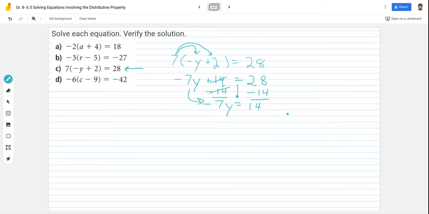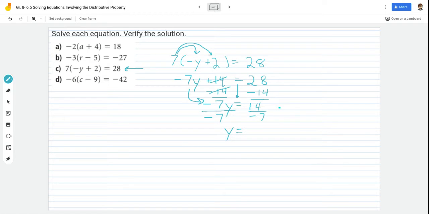I still have not yet isolated the variable, so I need to divide each side by negative 7. And the reason I have to divide it by a negative 7 is because a negative divided by a negative will give me a positive. And I can't have a negative variable. So the y just comes down. 14 divided by a negative 7.